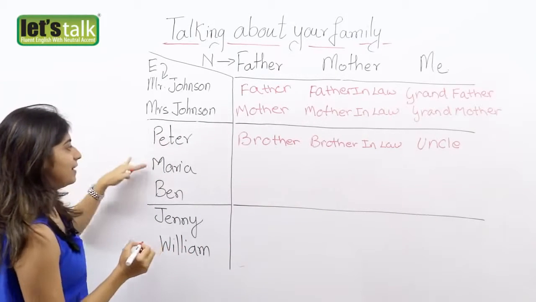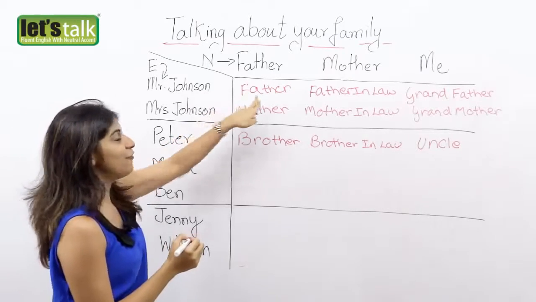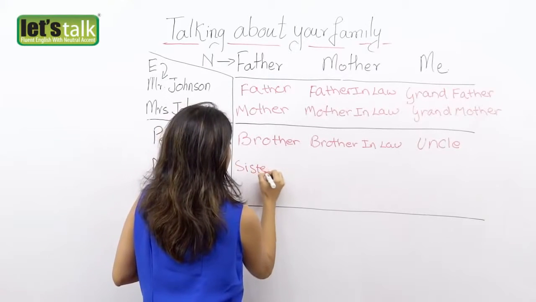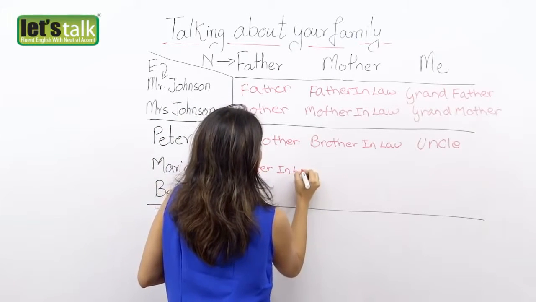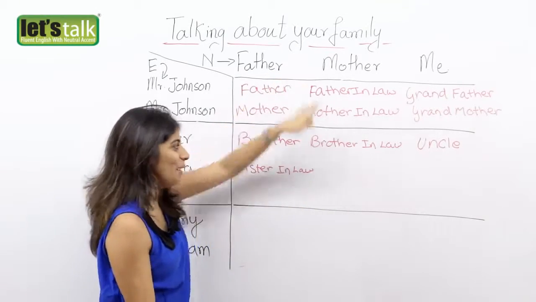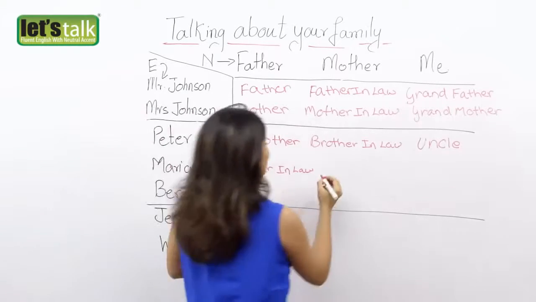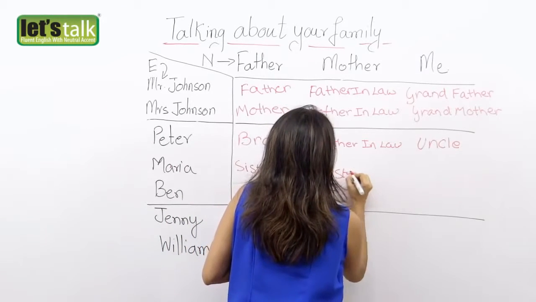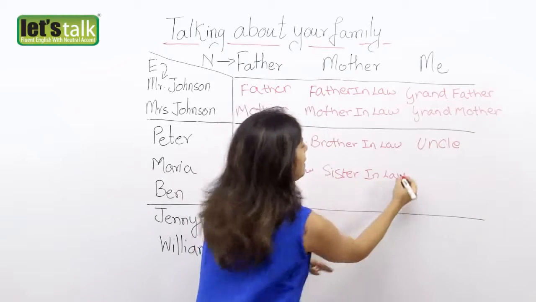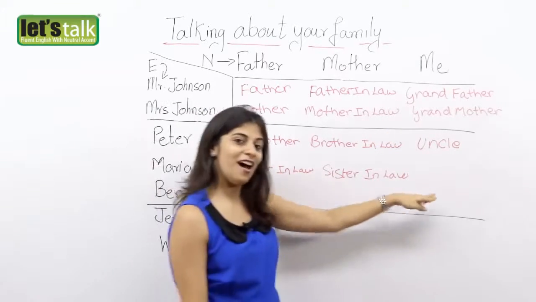Maria. Now, Peter is married to Maria. Maria would be your father's sister-in-law. As well as your father, of course, married to your mother, for your mother also, Maria would be her sister-in-law. And for you and for your siblings, Maria would be your aunt.